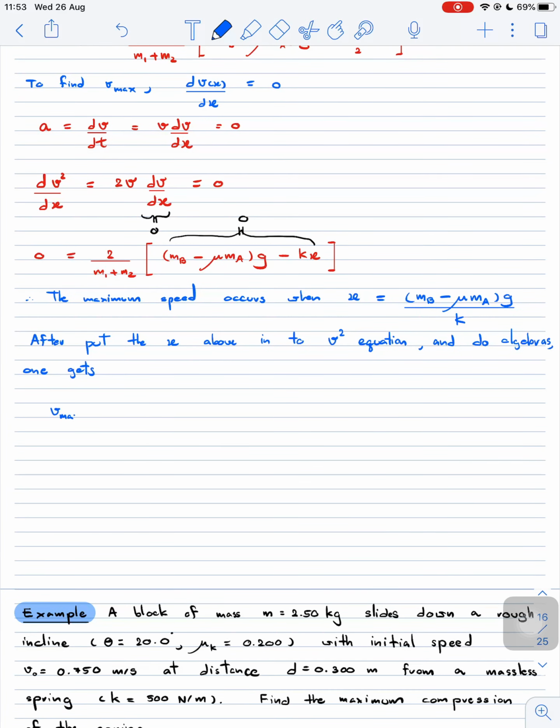the Vmax equal to the m2 minus the mu times the m1, and then times the g, and then over the k times m1 plus m2, and then just do the square root. Okay, so these are the answers for these questions.